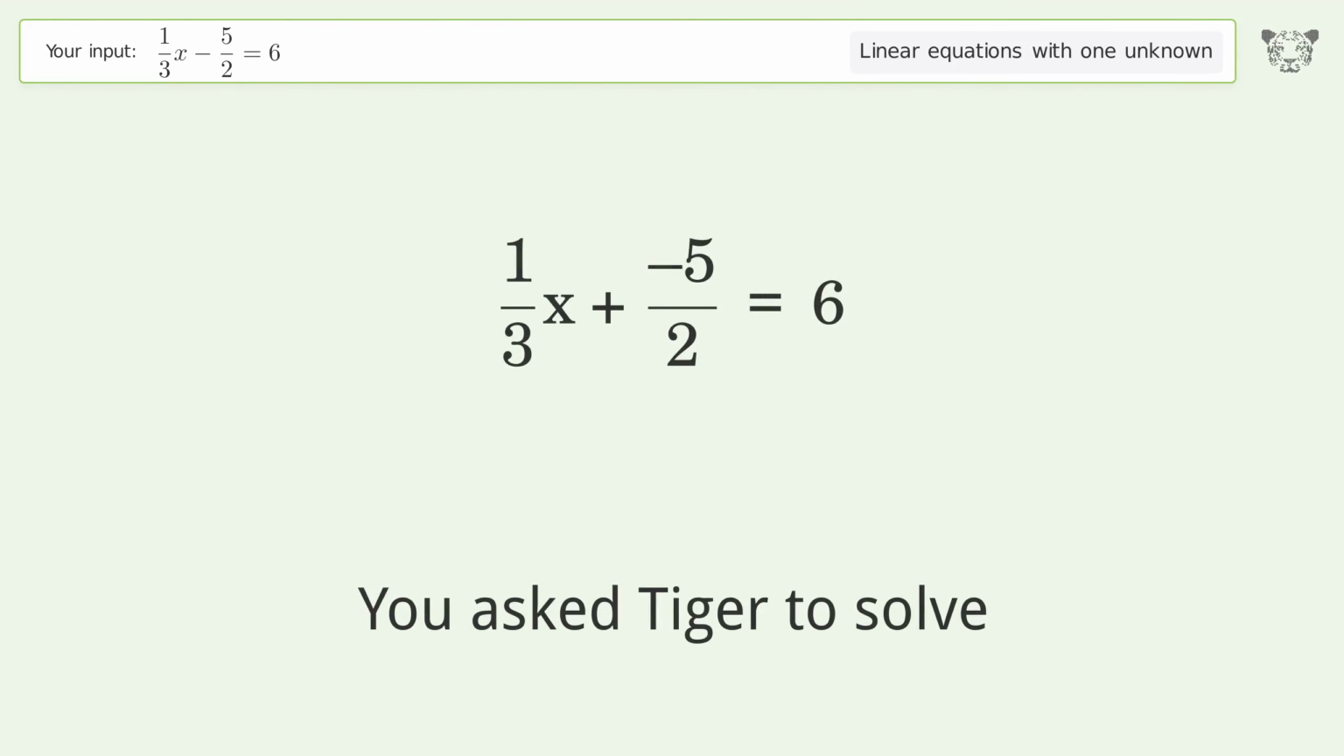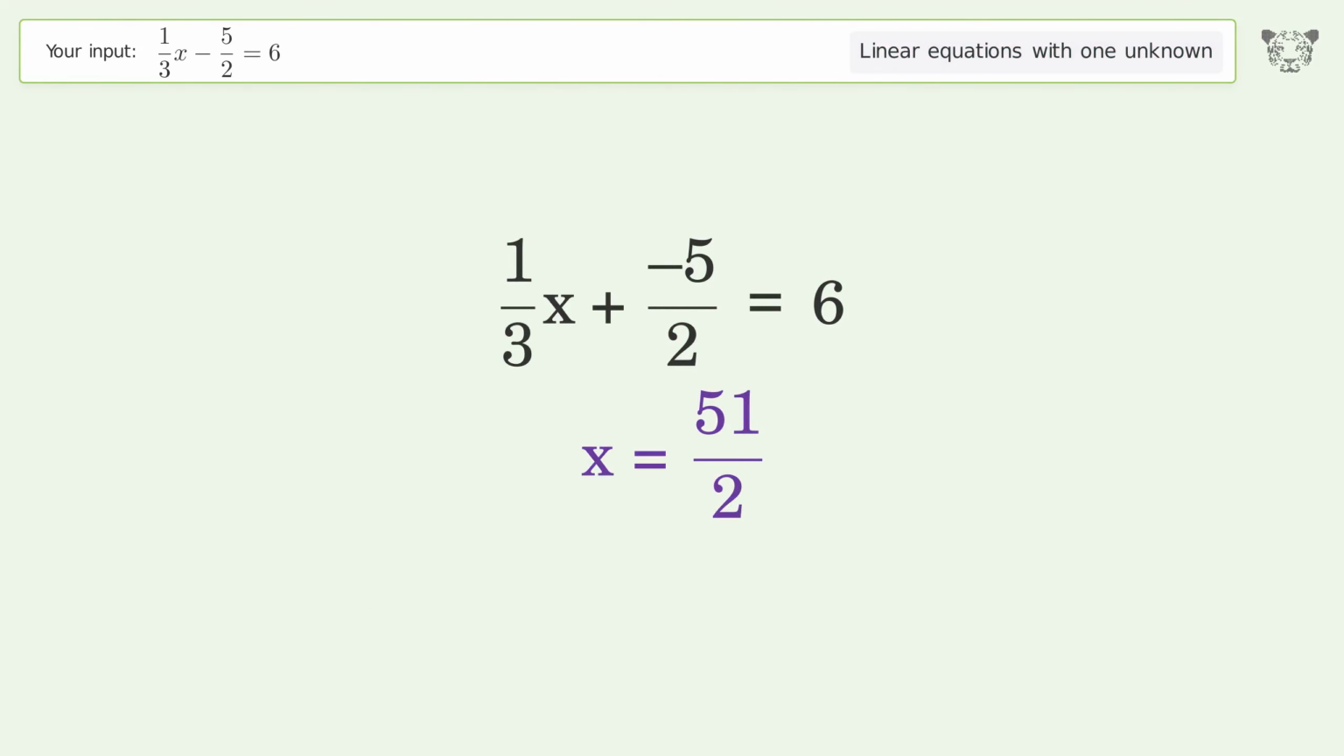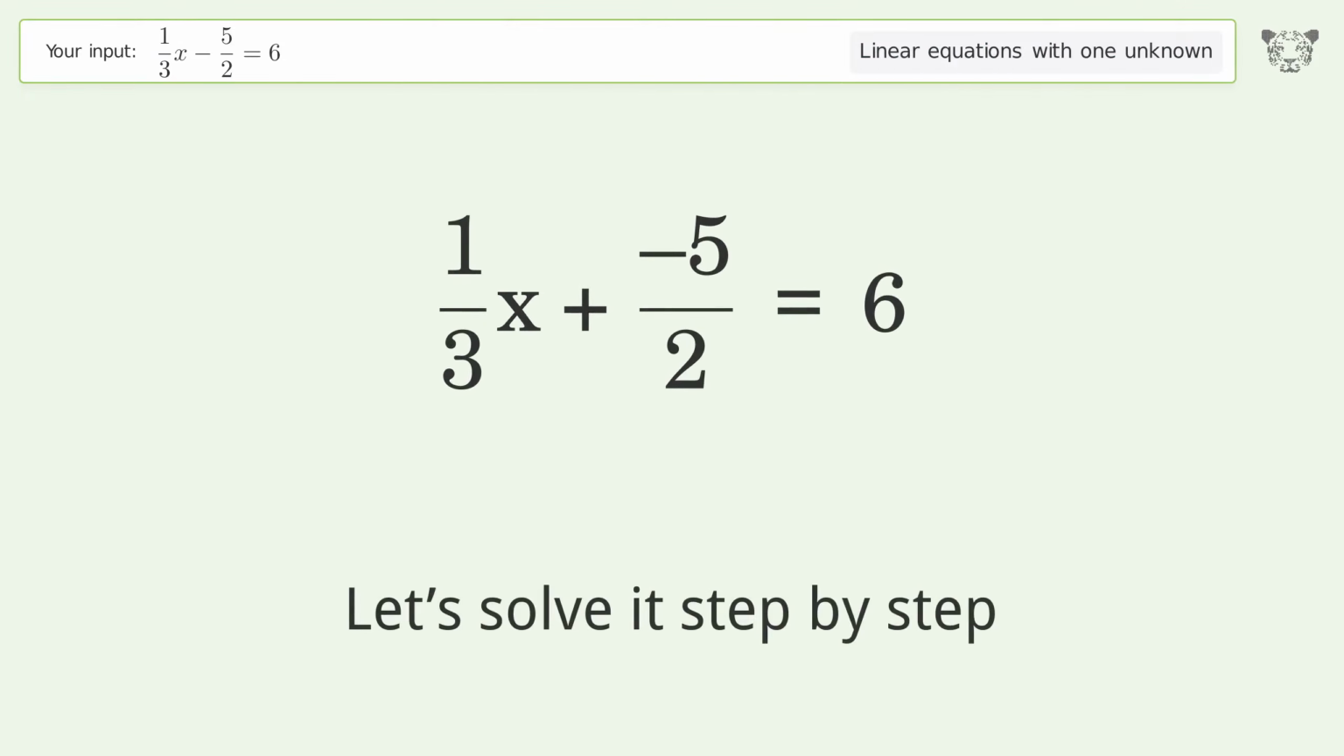You ask Tiger to solve this. This deals with linear equations with one unknown. The final result is x equals 51/2. Let's solve it step by step.